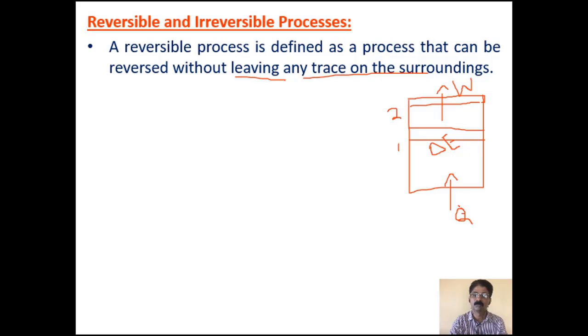Now this has moved from state 1 to 2, which I can show on the property diagram like this: 1 to 2. So this is 1, this is 2.